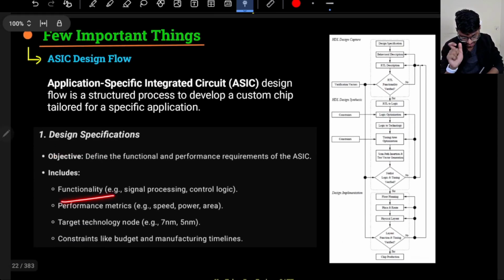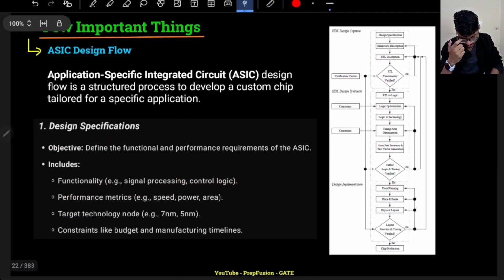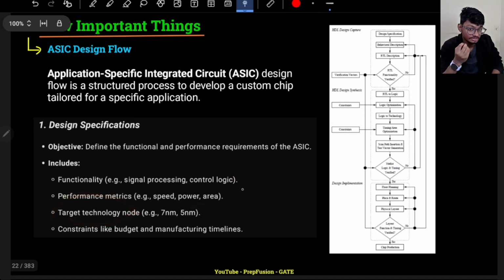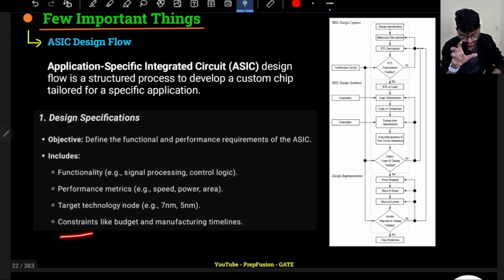Design specification, like functionality, signal processing, control logic, speed, power, and obviously they will decide which technology they want to use. 5 nanometer technology, 7 nanometer technology, like that. Constraints, like obviously this is a very important constraint, budget. How much money they have to build the chip, right? How much should it cost? Because they have to sell it to the customers.